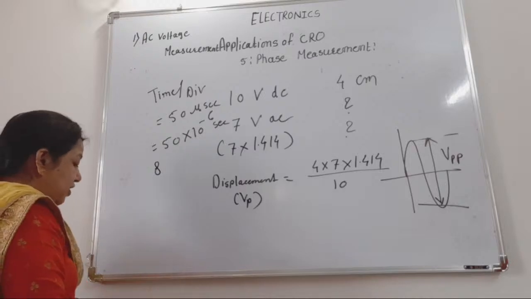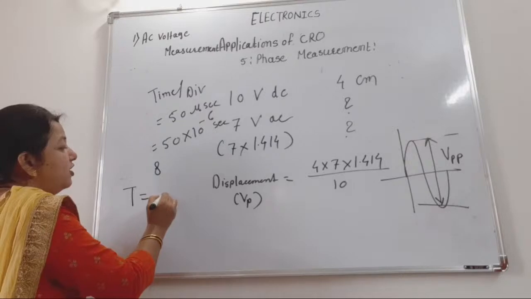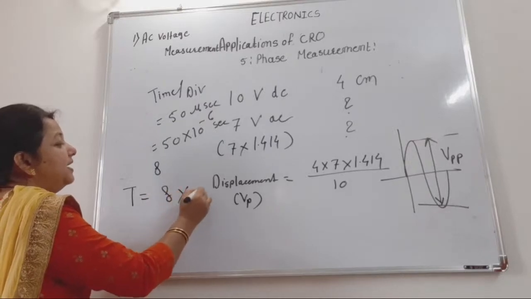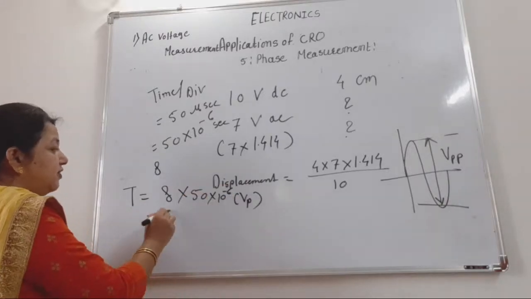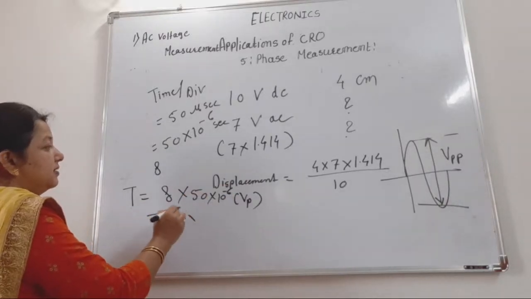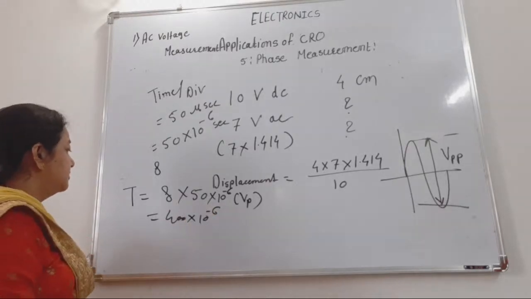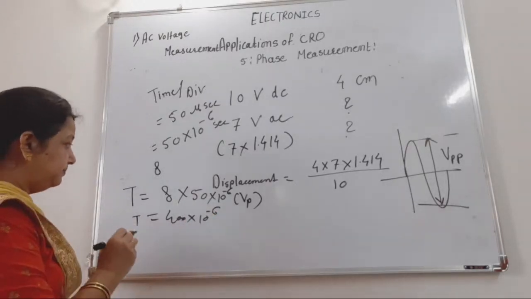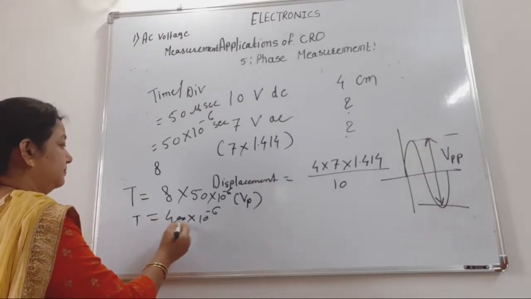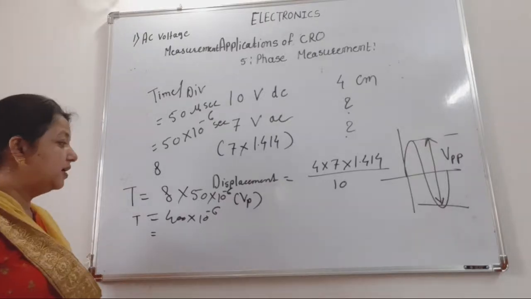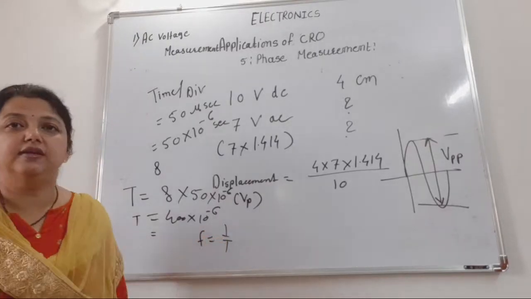Therefore, at that time, how do you calculate the time period? Time T is equal to the number of horizontal divisions multiply the time per division reading, that is 10 raised to minus 6. Therefore, 400 into 10 raised to minus 6. Now, how do you calculate frequency? Frequency is equal to 1 upon T.